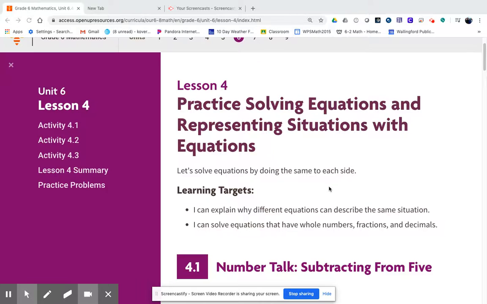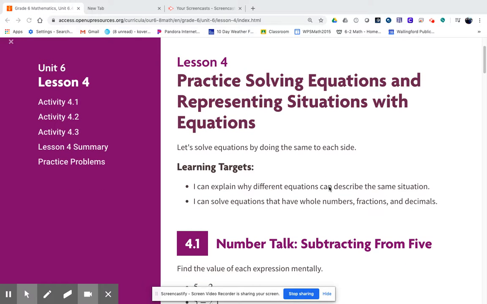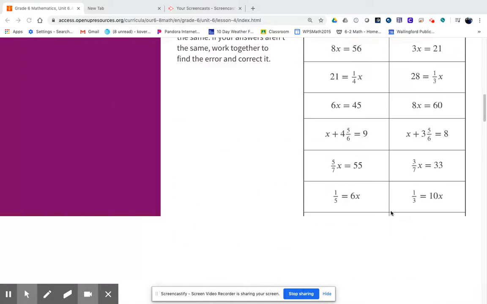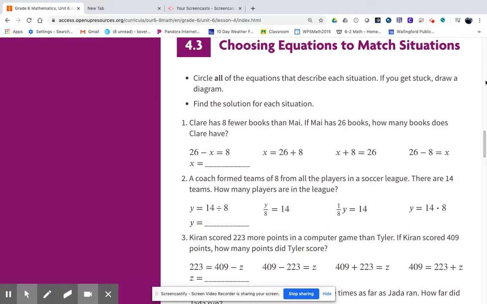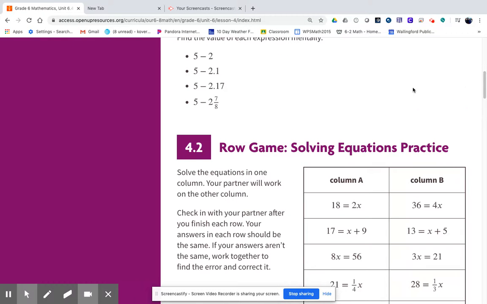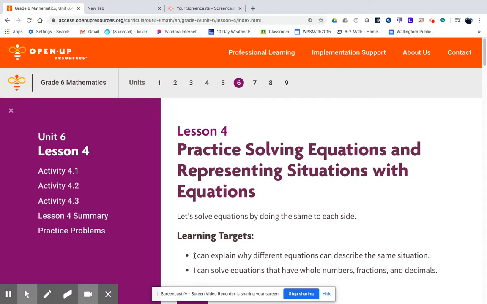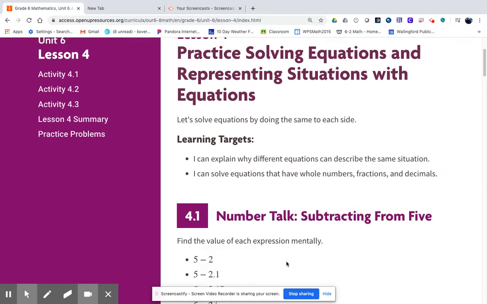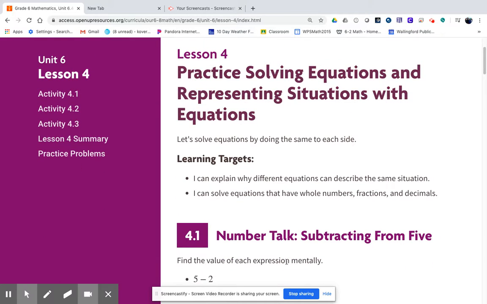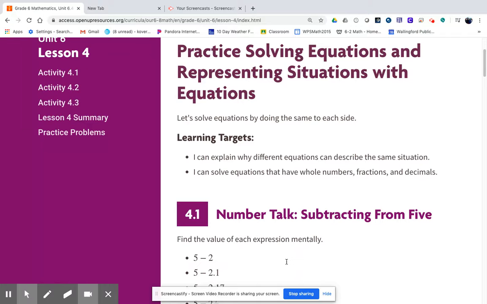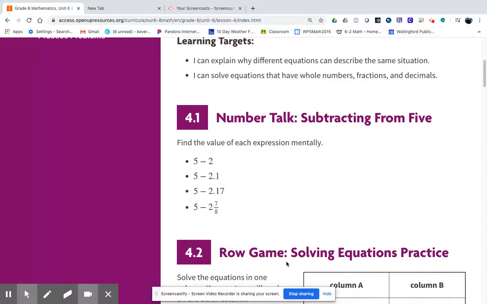Welcome to day 2. Today we're going to do lesson 4, practice solving equations and representing situations with equations. Our learning targets today are: I can explain why different equations can describe the same situation, and I can solve equations that have whole numbers, fractions, and decimals. So today starts off really with a number talk.